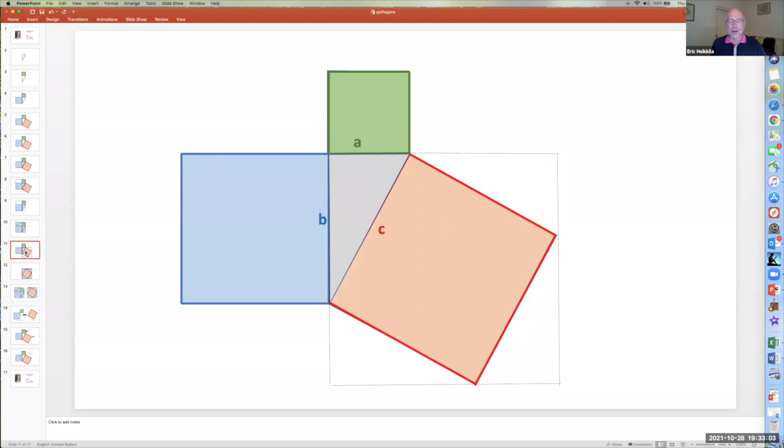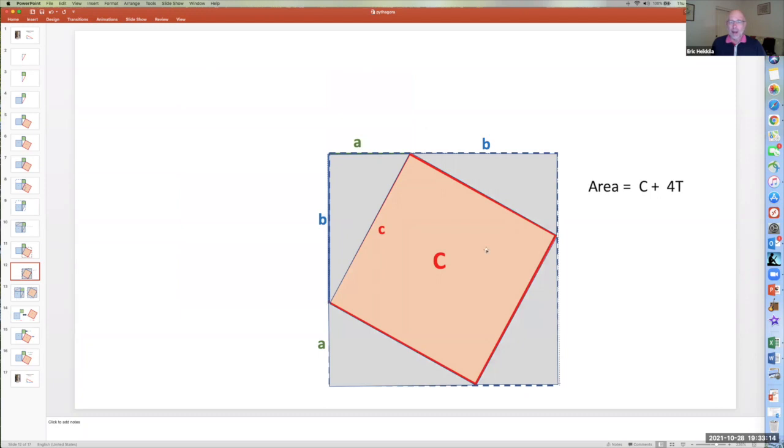What about the next square? Well, here it is. Instead of being built around A and B, this one is built around C. And we notice that this square also has the same dimensions on the outside, that each of the four sides of this square is the length A plus the length B. And it contains this square C squared plus four of the triangles. And so the area is C squared plus 4t.